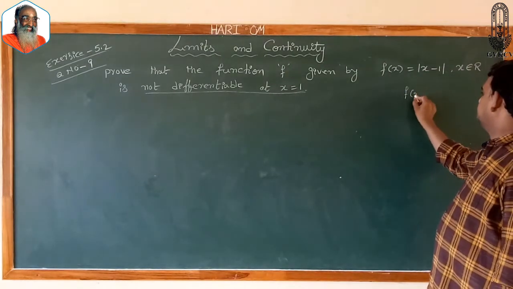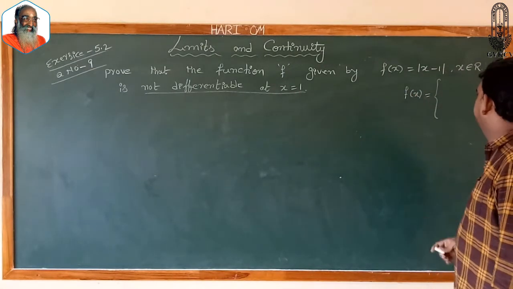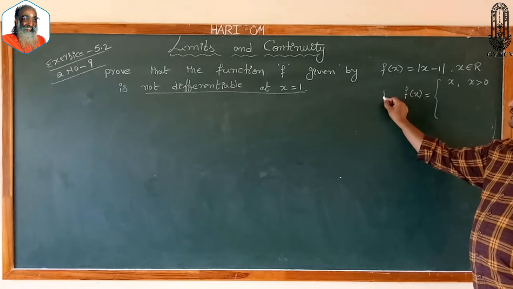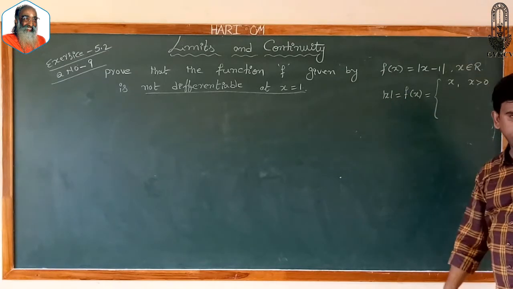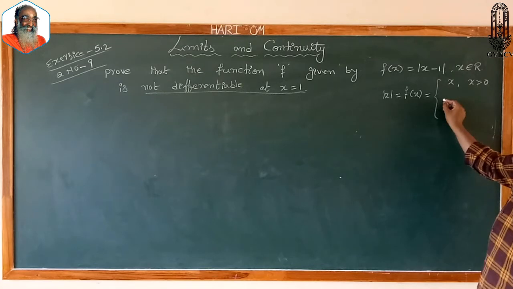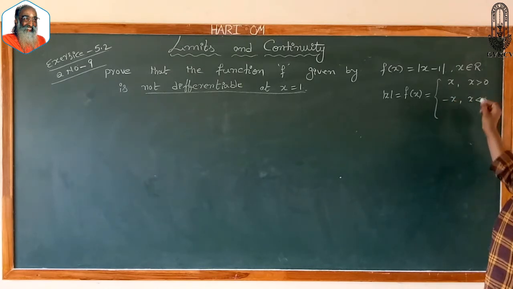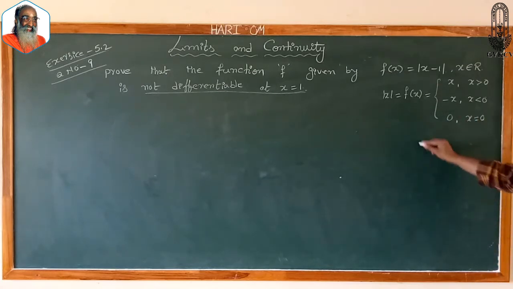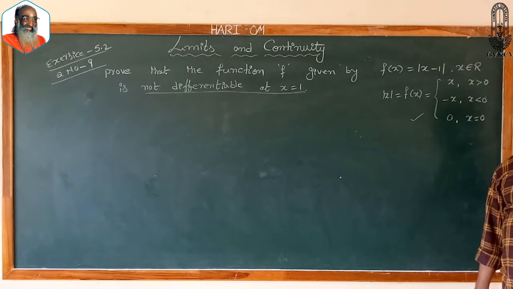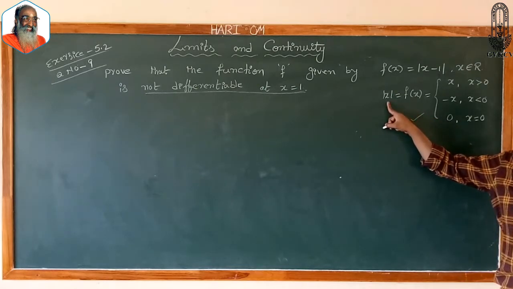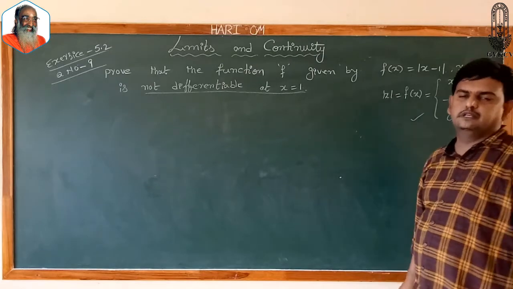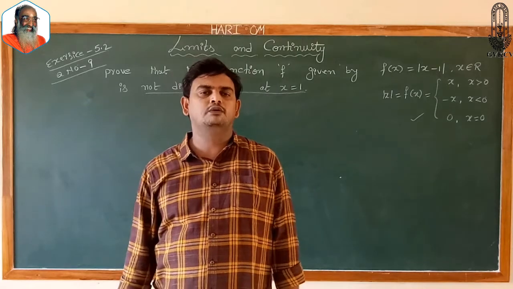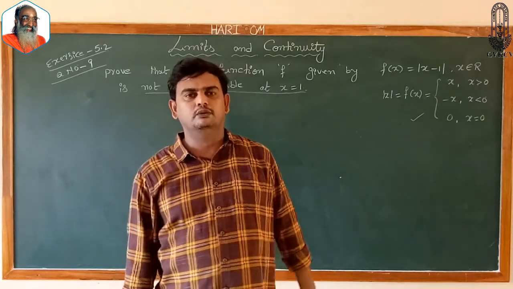For example, f of x is equal to x when x is greater than 0, and minus x when x is less than 0, and 0 when x is equal to 0. This is about the modulus function. What is the importance of the modulus function? It turns negative values into positive, which means it always represents a positive value, which is also called the absolute value.